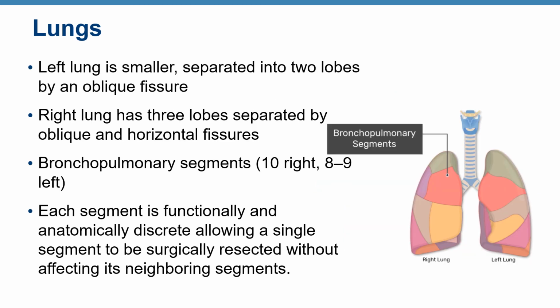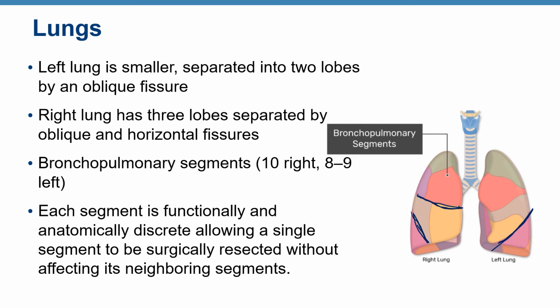So here it says over here, left lung is smaller, separated into 2 lobes by the oblique fissure. So actually, that's our oblique fissure right here. Right lung has 3 lobes separated by oblique and horizontal fissures. So here's our oblique. And this one is horizontal.